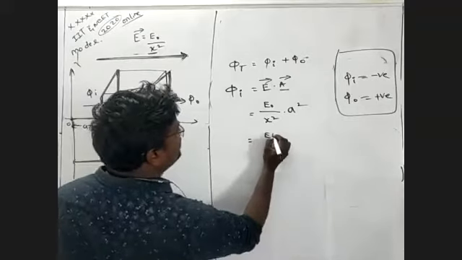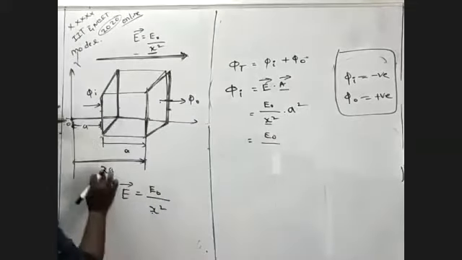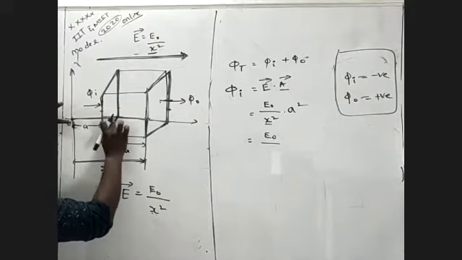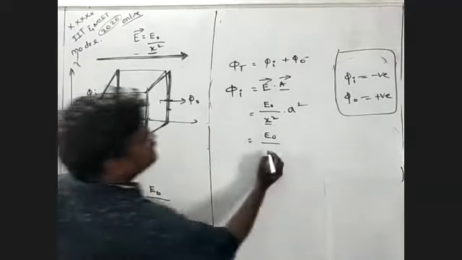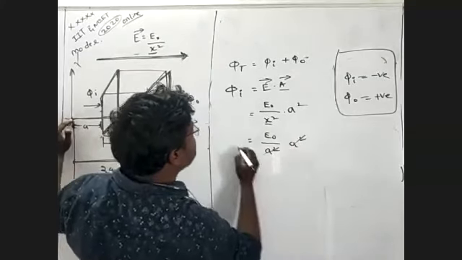But in E naught by X square, what is the X? The distance from the origin to the cube, from here to here, is length A. So X square is A square, and A square and A square cancel.